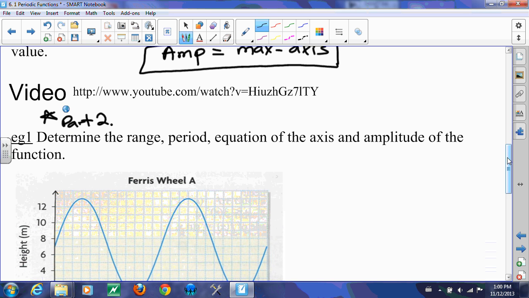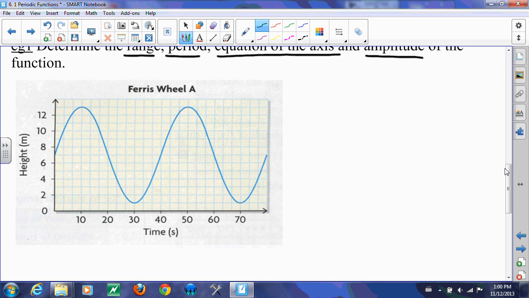All right, example 1. Determine the range, period, equation of axis, and amplitude of the function. So here's a different example of a Ferris wheel. It's not the exact same. Looking at this, ladies and gentlemen, the first thing I'm going to do is look for my maximum value. My maximum value here, hopefully you see it, equals 13. Then I'm going to look at my minimum value, and my minimum value is 1.